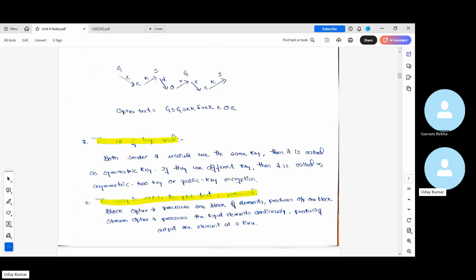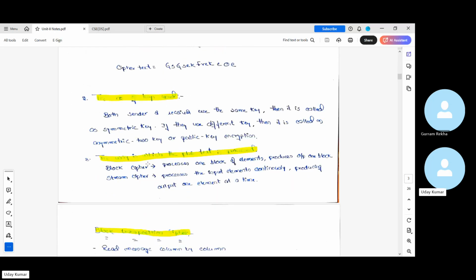And next, the number of keys used. If both the sender and the receiver use the same key, then it is called symmetric. If they use different keys, then it is called asymmetric, or public key encryption. This is the second one. And the third one is the way in which the plain text is processed.